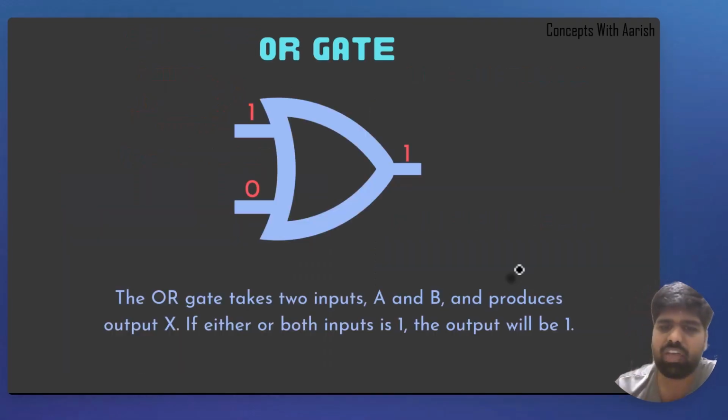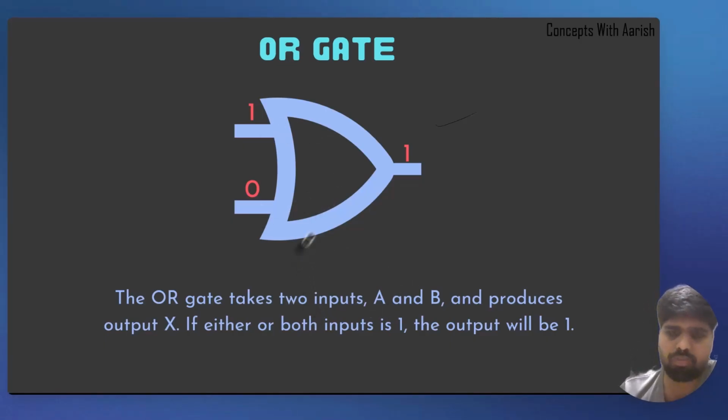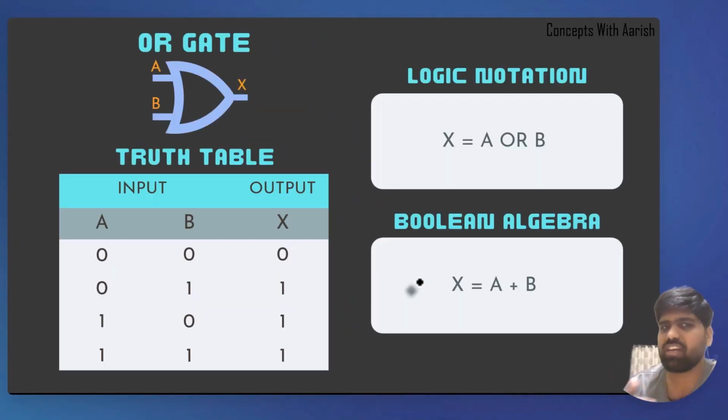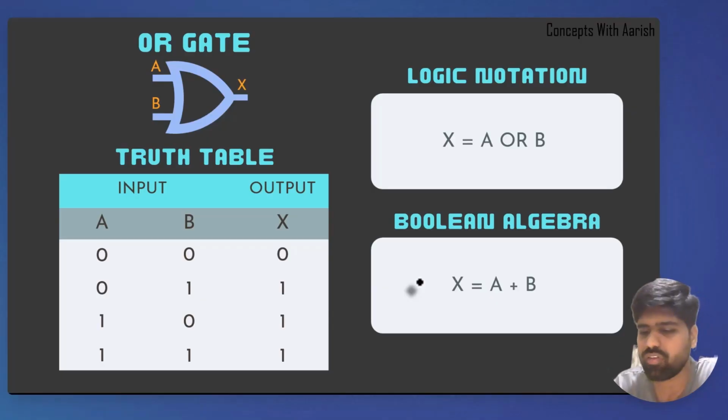Then we have got an OR gate. The OR gate is represented by this symbol, which looks a little bit like a fish. What does it do? It also takes two inputs and produces one output, but it works in such a way that if either or both of the inputs is 1, it will produce an output of 1. So I can simply say that even when any of the conditions is true, it will give you an answer as true.